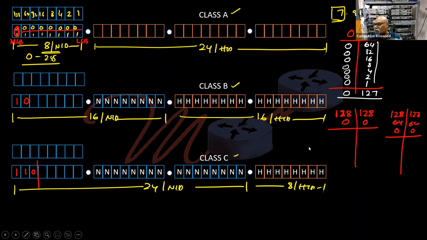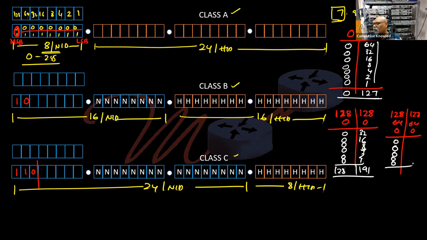See this here? Next one, 64 is 0, then 32, 16, 8, 4, 2, 1. If I add this, see here, 127. Now it starts with 128. This will be 191. Here 1, 2, 4, 8, 16, 32. That is the remaining numbers, right? This will be 192. Common sense, right? It stopped at 191. 128 plus 64 is 192. This will be 223. So instead of 0 to 255, class A will be 0 to 127, class B will be 128 to 191, and class C will be 192 to 223.